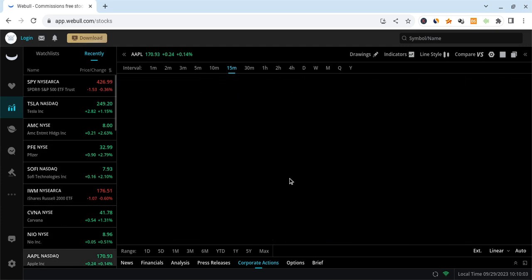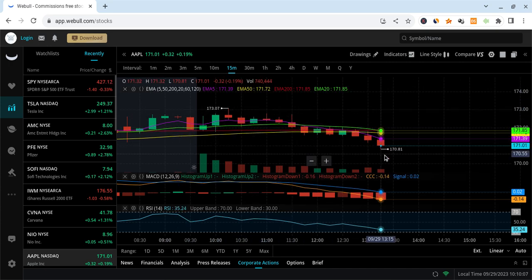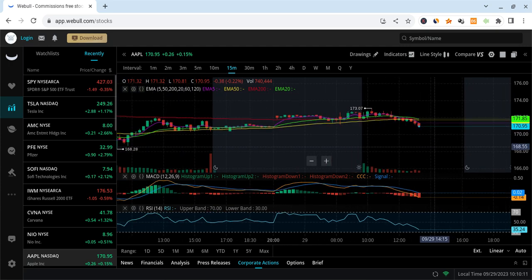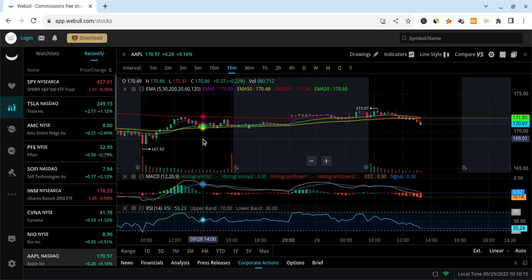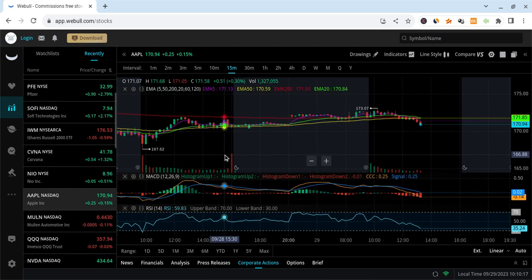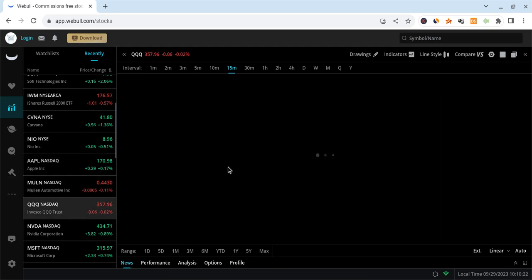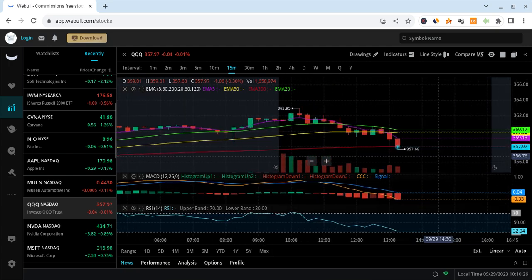AAPL stock, we got a very nice pump to start us off thanks to PCE. We were holding up for the first few hours. Now it's curling back down. If this 170.8 support breaks, we have 169.9 that's coming, and below that 169 flat, 167.62 would be the next major support if we break below 169. So it's looking weaker.